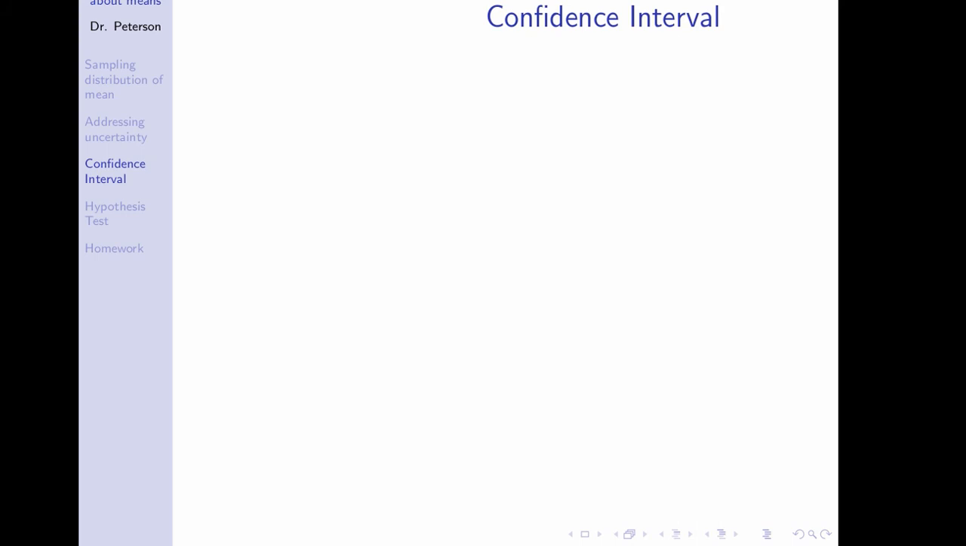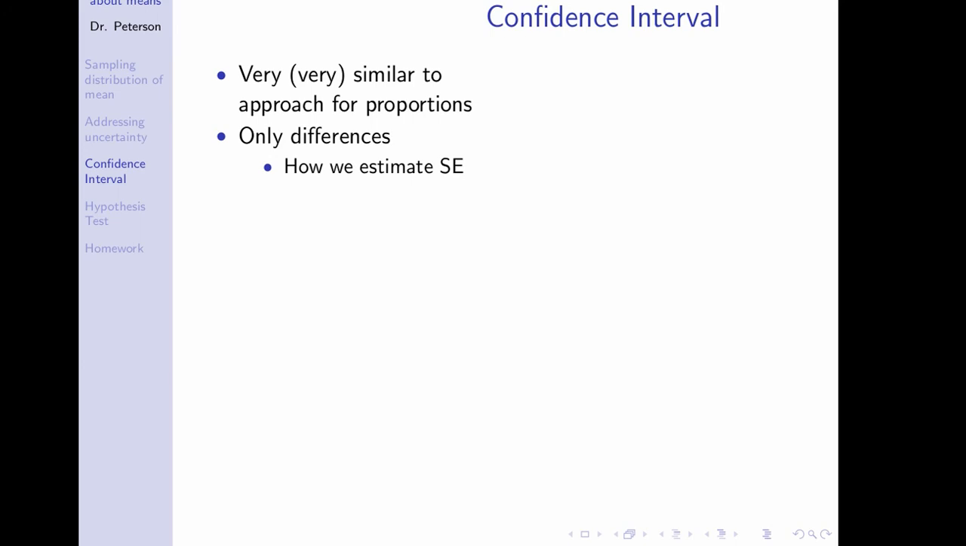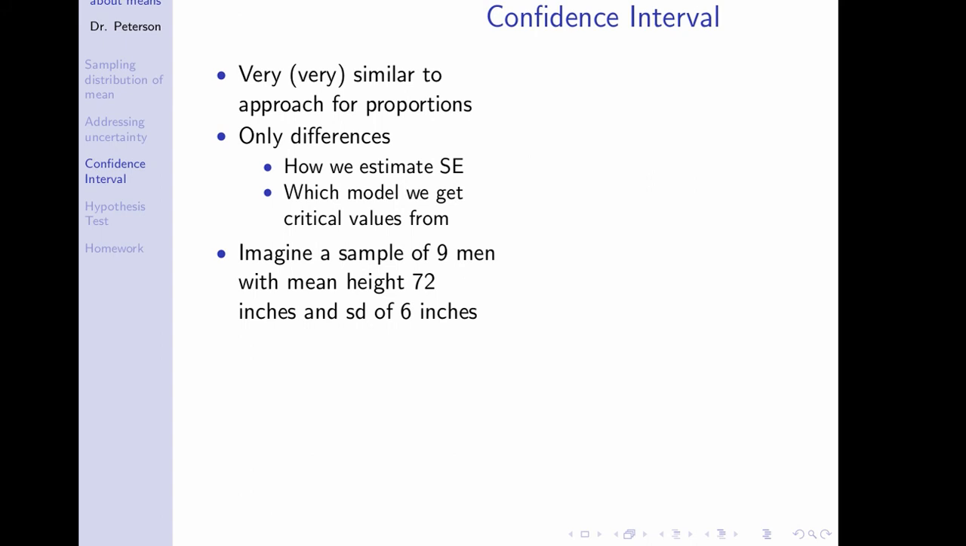Now that we know how to calculate the sample standard deviation, or work with the sample standard deviation and the sample mean, we can walk through the process of calculating a confidence interval for a mean. This process is very, very similar to the approach that we use for proportions. The only differences are how we're estimating the standard error, so we have a different formula, and which model we get our critical values from. So again, we're going to use the t distribution when we're working with means as described on the previous page.